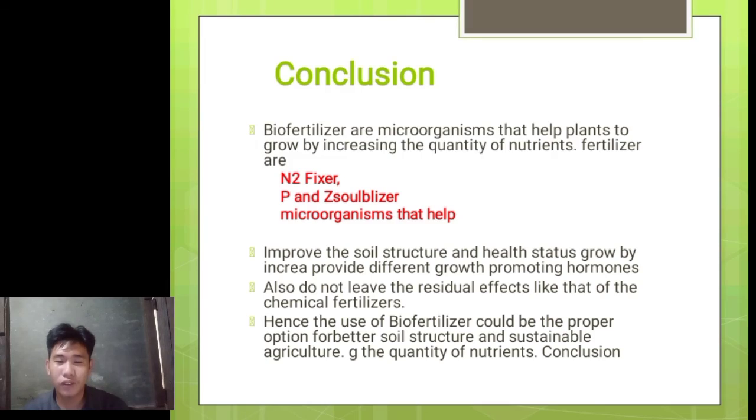Conclusion. Biofertilizers are microorganisms that help plants to grow by increasing the quality of nutrients. They are nitrogen fixers, P solubilizers, and microorganisms that help improve the soil structure and health status, and provide different growth promoting hormones. They also do not leave a residual effect like that of chemical fertilizers. Hence, the use of biofertilizer could be the proper option for better soil structure and sustainable agriculture.